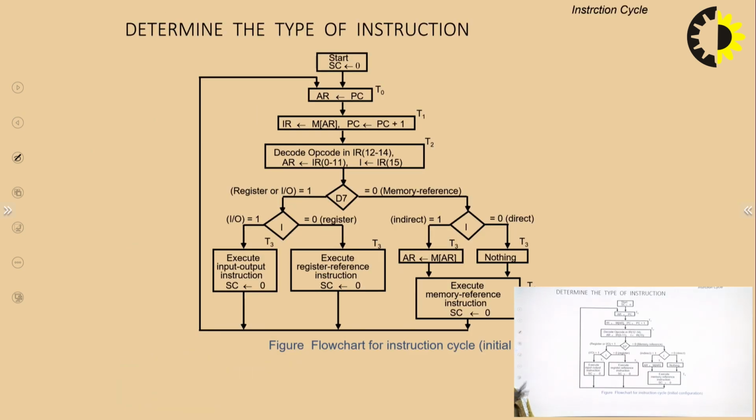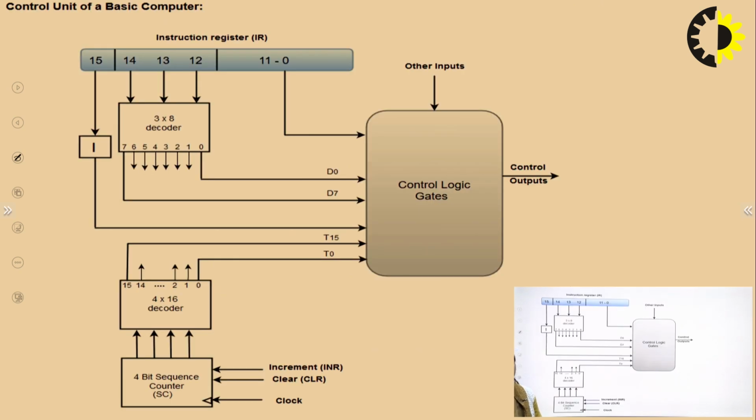This is your instruction cycle. I can tell you one by one. First thing, in the instruction cycle, is what? Fetch the instruction. In the fetch, actually you are taking from MAR to IR. You are fetching the instruction from memory to the instruction register. IR is what?